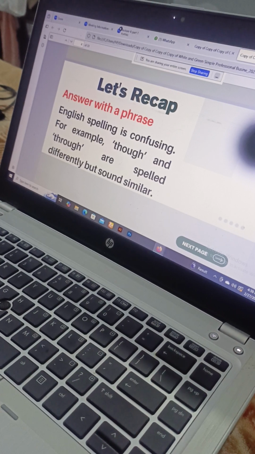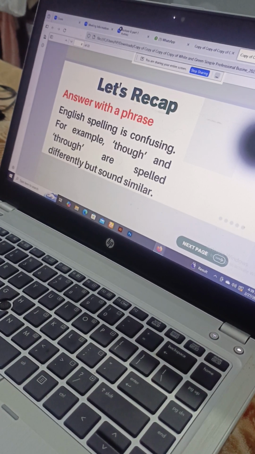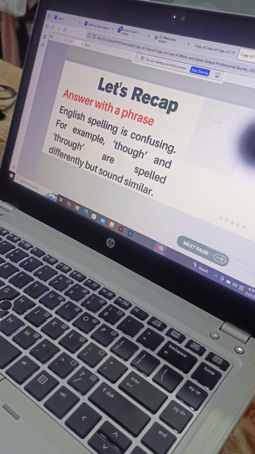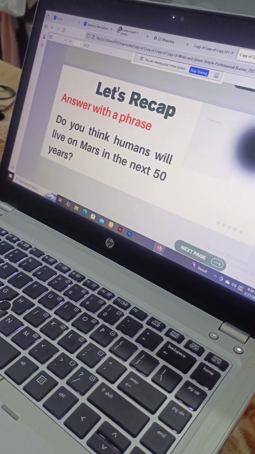As I'm discussing something with you, I'm telling my feelings to you, right? I'm conveying them to you, and I talk about English. I say that, well, English spelling is confusing. Like for example, though and throw are spelled differently but sound similar. How would you respond? Yeah, I see what you mean. Yeah, very good. You applied that correctly.